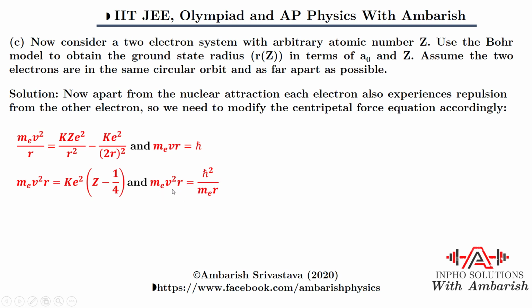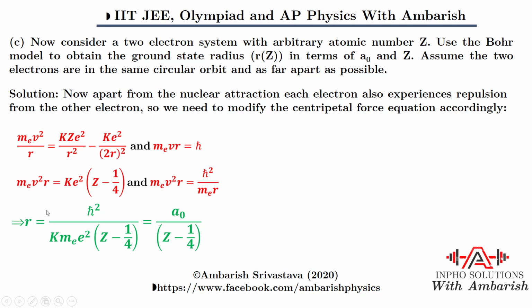Now this is also mv square by r, so you can equate the RHS of both the equations and then solve, and you get the radius as h cut square upon k m e e square into (z minus 1 by 4). And if you remember from the first slide, h cut square upon k m e e square was nothing but the Bohr radius for the hydrogen atom, so that was nothing but a naught.